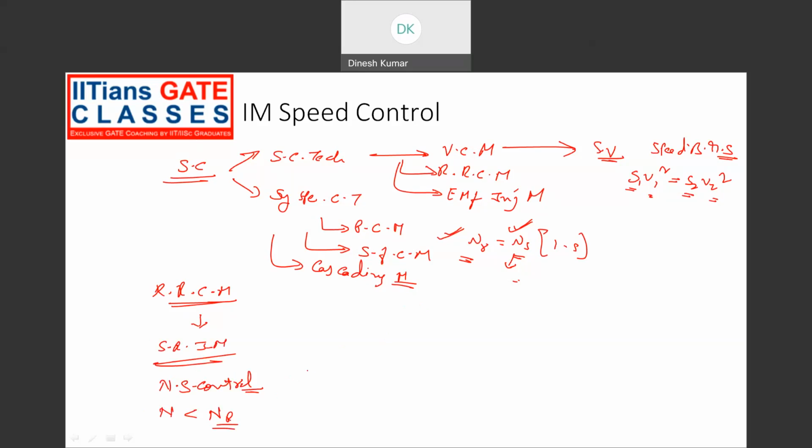This method results in more losses, that is copper loss, because we are adding an external resistance to the rotor circuit, because of which the efficiency of this method is less. So the condition for this kind of speed control is S1 by RR, this is the initial slip and rotor resistance, equal to S2 by RR plus RE, where RE is the external resistance added and S2 is the slip.